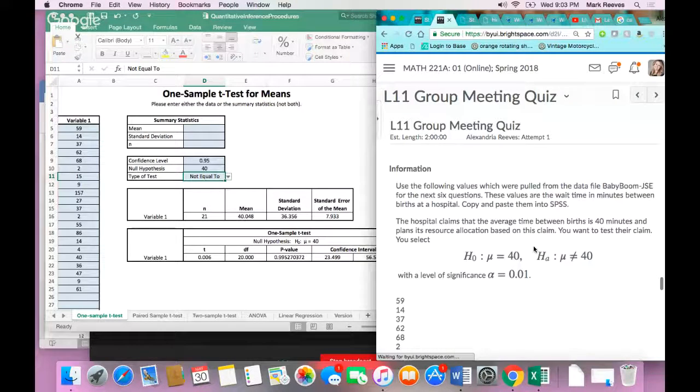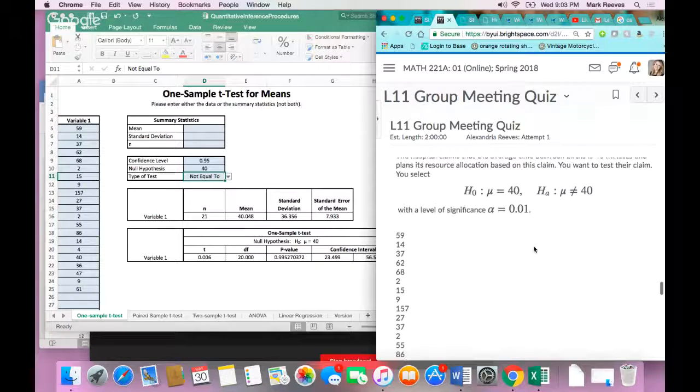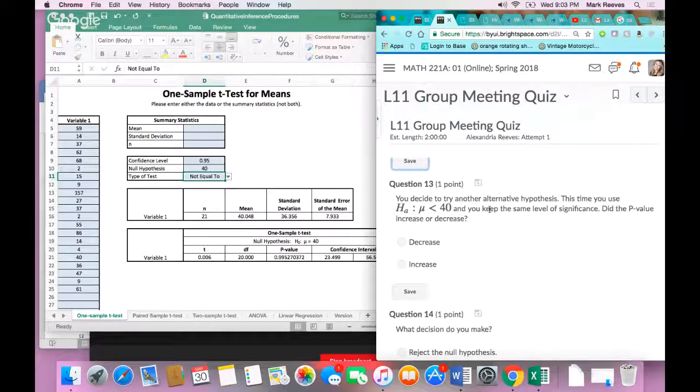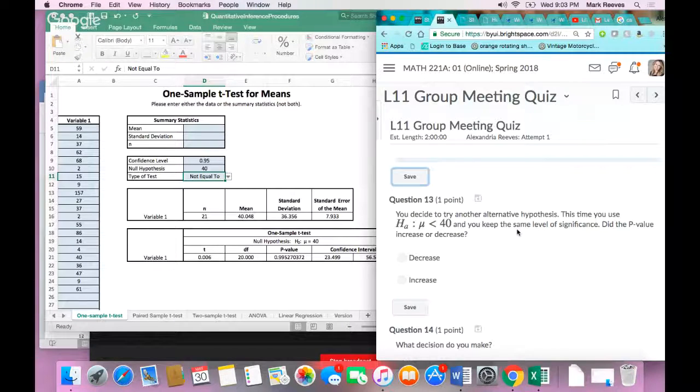So the level of significance is 0.01. So yeah, since it's greater, we would fail to reject it, unless that's wrong. Hey, we got a 50-50 shot. That's fine. That's right. Okay. You decide to try another alternative hypothesis. This time you use mu is less than 40 and you keep the same level of significance. Did the p-value increase or decrease? So I'm not changing anything.